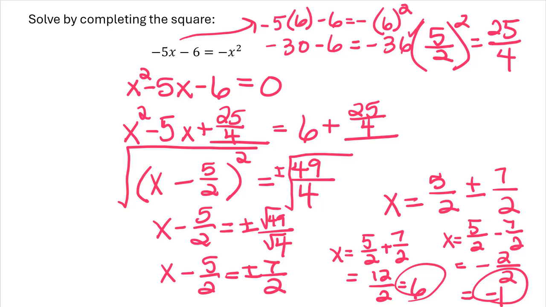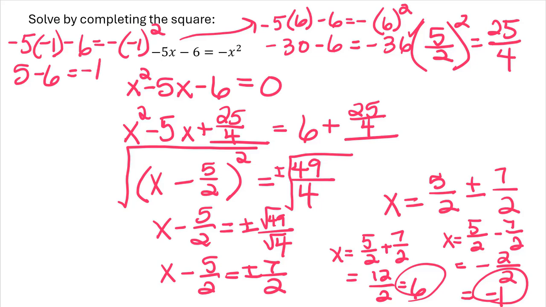If we put in negative 1, we're going to have negative 5 times negative 1 minus 6 is equal to the opposite of negative 1 squared. So that's going to be 5 minus 6 is equal to the opposite of 1, and that is true. So 6 and negative 1 are the solutions to that quadratic. And that is how you solve a quadratic by completing the square.